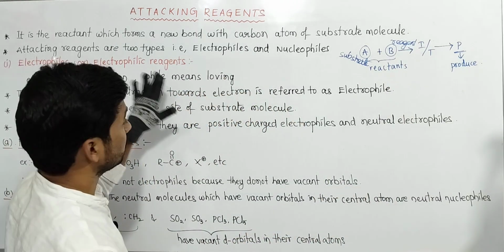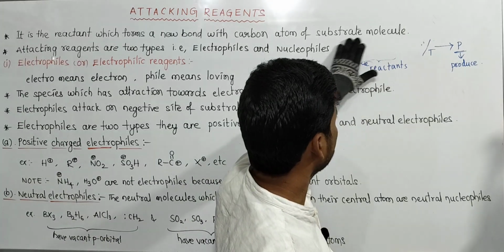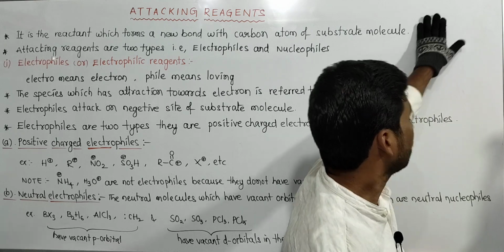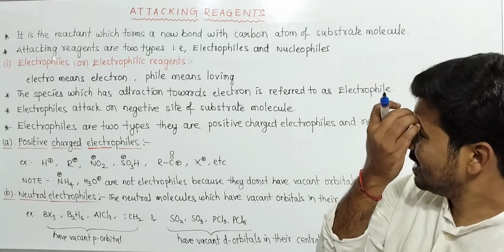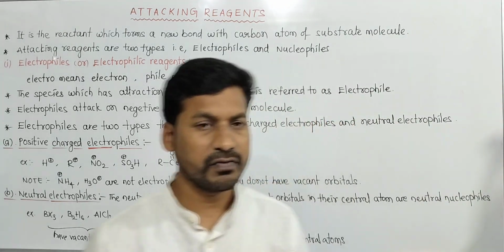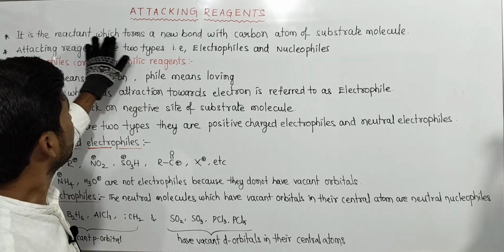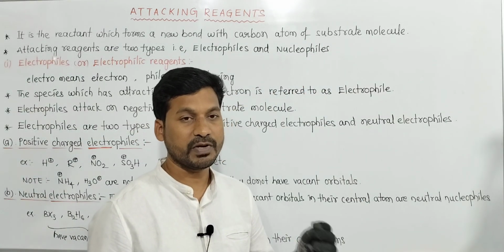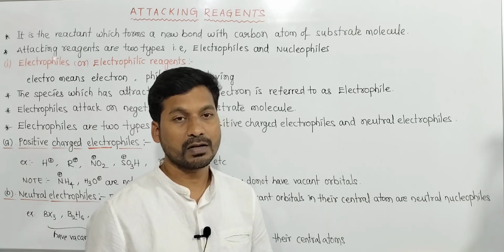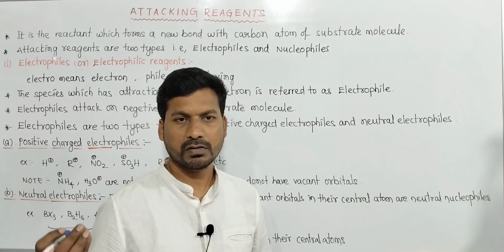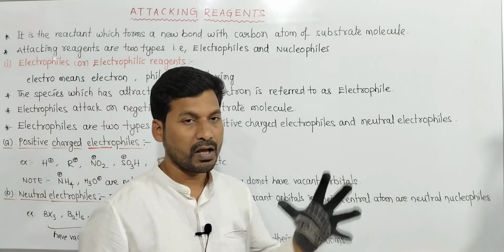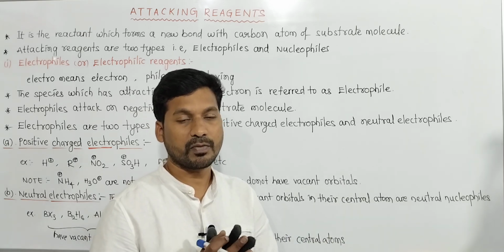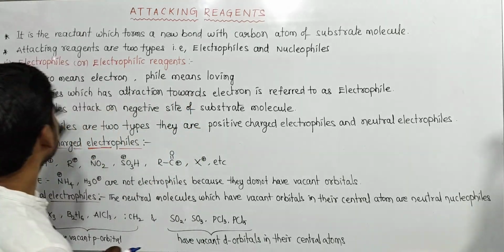In this video I am going to explain attacking reagents and their types. So what is an attacking reagent? It is the reactant which forms a new bond with the carbon atom of the substrate molecule. The substrate provides the carbon atom and the attacking reagent forms a new bond with that carbon atom. Thus a bond formation takes place.